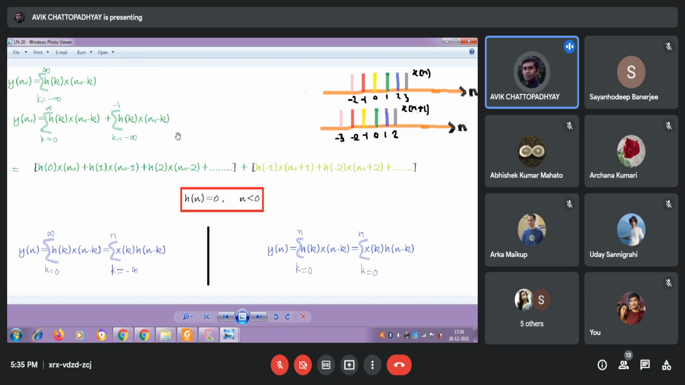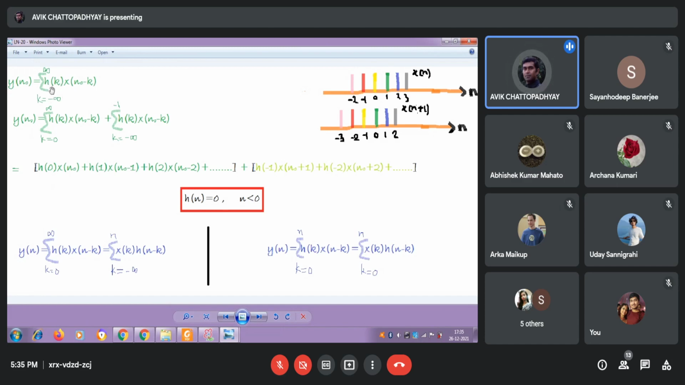So basically that means what? Let us consider an LTI system having an output at time n equals to n0, and that by convolution can be written as summation k equals to minus infinity to plus infinity h of k x of n naught minus k. Fine, that is by definition I can write it.